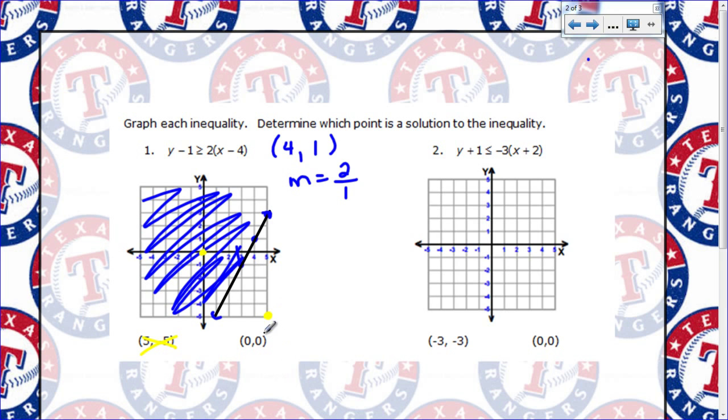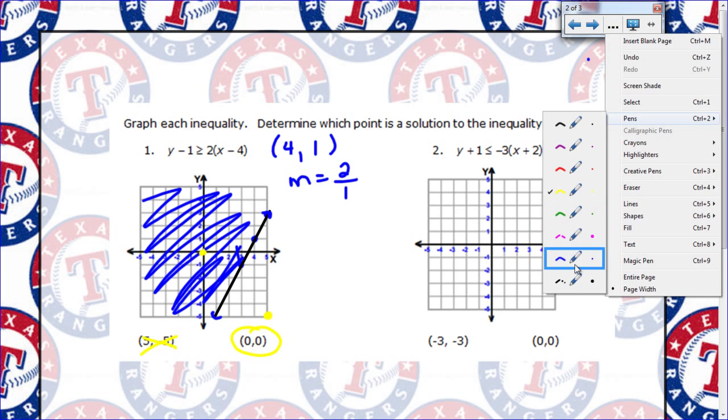0, 0 is right there in the shaded region, so yes, that one is. So let's do another one.